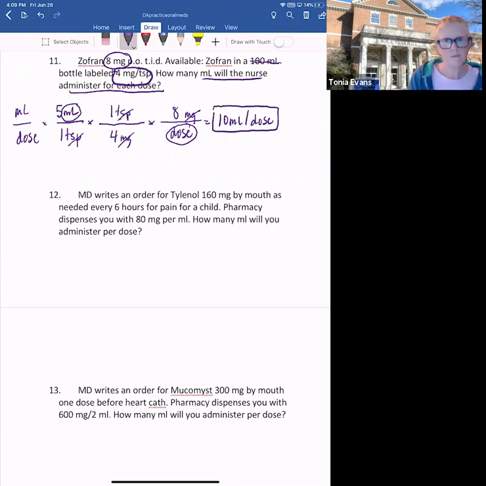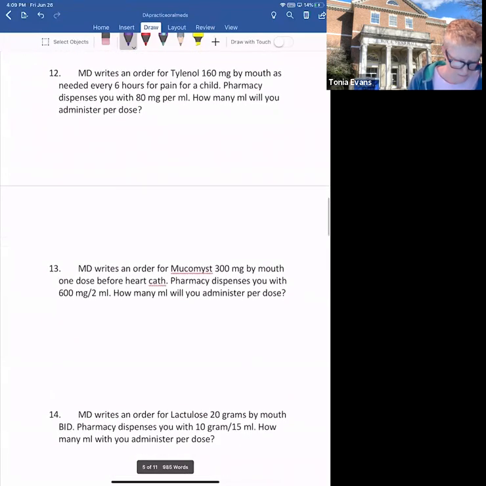Now this problem could have been written differently. It could have been written as the concentration of X number of milligrams per milliliter, and how many teaspoons will the nurse administer. So same thing, you just figure it out, just doing the one step at a time, and you get to what you need by the end. And the more you do these, the more you can practice these, the easier it will be, I promise.